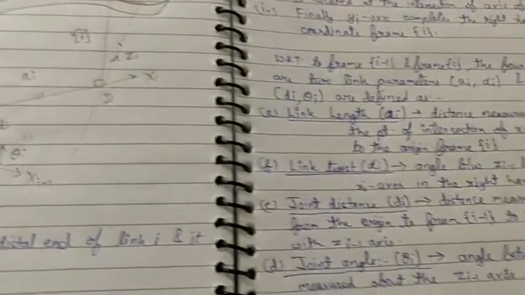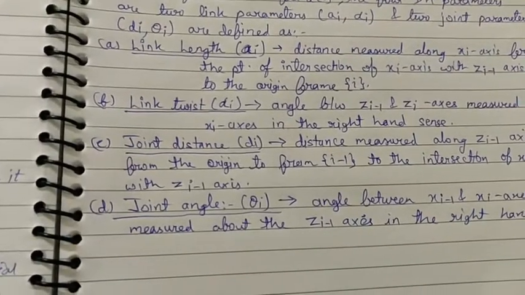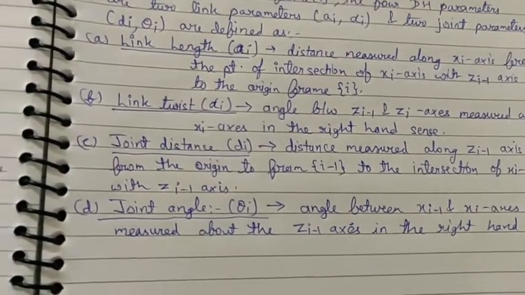These are the DH notations with which we have to solve problems for link frame assignment. Okay, thank you.